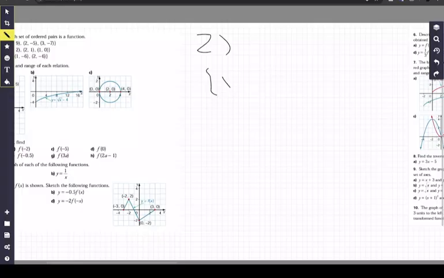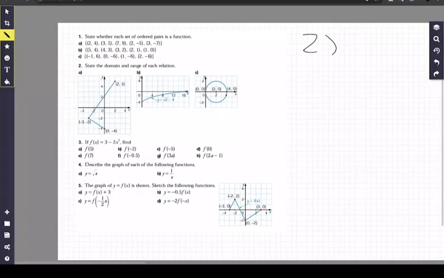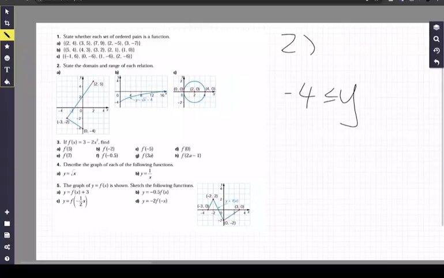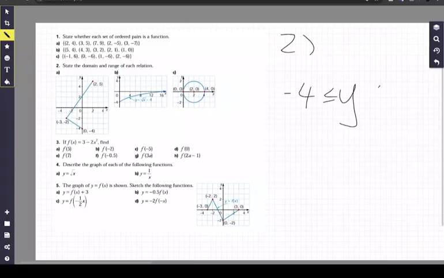And range is even simpler. So range would be y such that, wait, no, sorry, -4 is less than or equal to y, less than or equal to 5, and y is a real number. So that is our range.